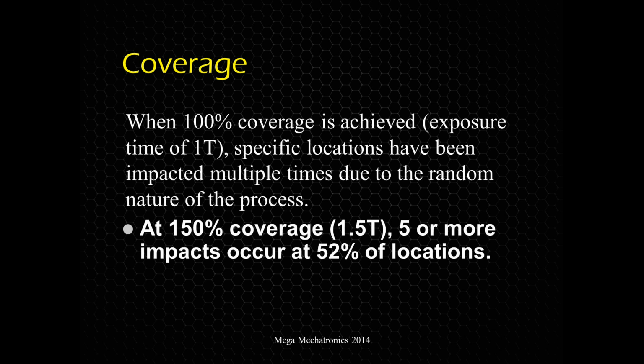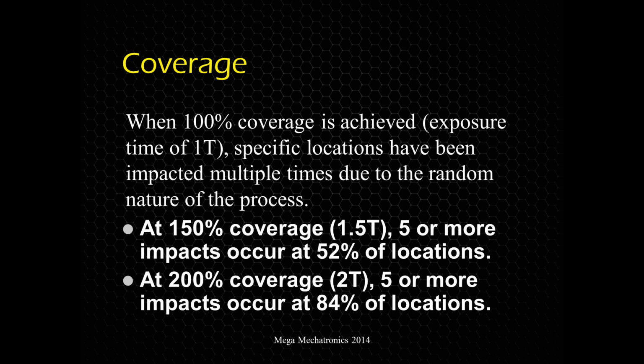So let's say one half of the part has only been hit 1 time. The other half, we know, has been hit 5 or more times. And at 2T, 200% coverage, so that's twice the time it takes to reach 100% coverage, 5 or more impacts have occurred at 84% of the locations. So even though it went through at twice the time, just because it's random, only 84% of it has been impacted 5 or more times.